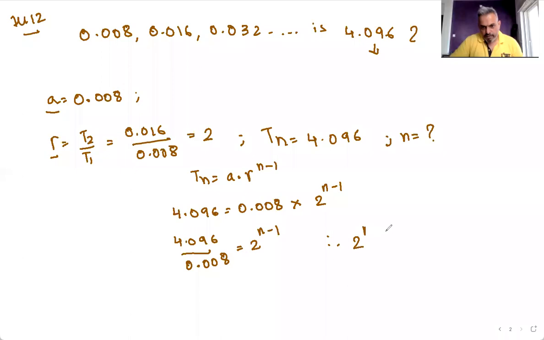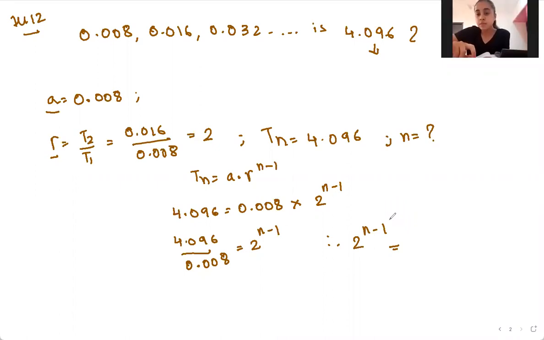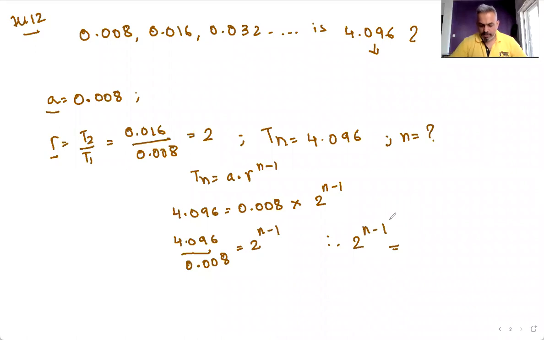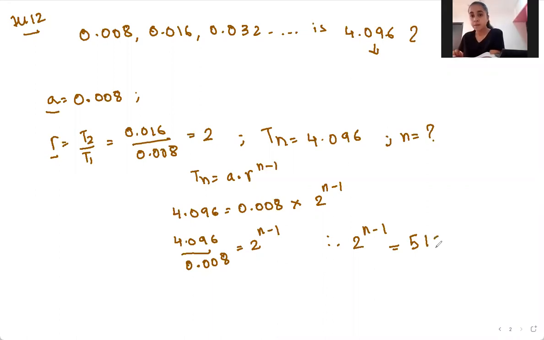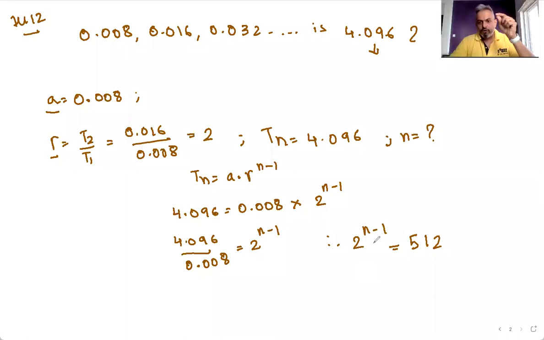Therefore 2 raised to n minus 1 is equal to, what answer did you get? Is equal to what number you got? Divide by. So it comes to 512. Now you take the calculator and you start doing 2 raised to 2, then 3, then 4, then 5, and see where you are getting 512. Use calculator.